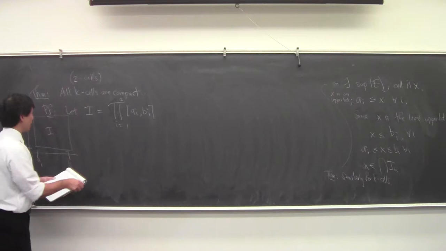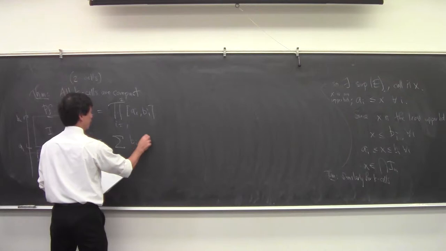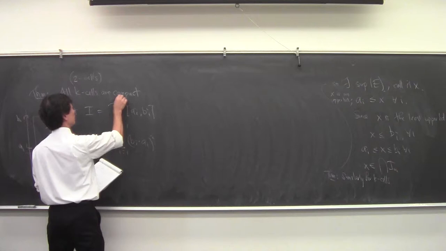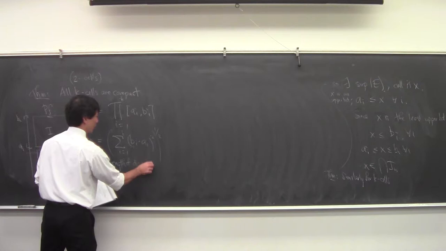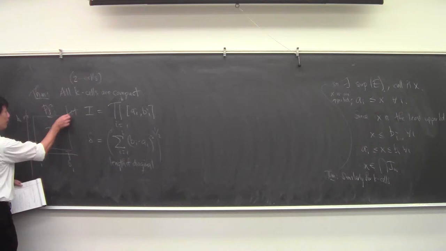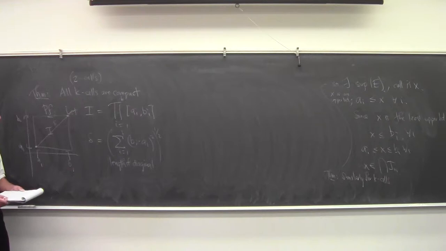And let delta be the summation of (bi minus ai) squared, i from 1 to k, everything to the 1/2. I'm just going to write k, but you know k is 2. So this is the length of the diagonal from one corner to the opposite corner of your k-cell. Delta is the length of this. If it's a parallelepiped, it's from one corner to the opposing corner.